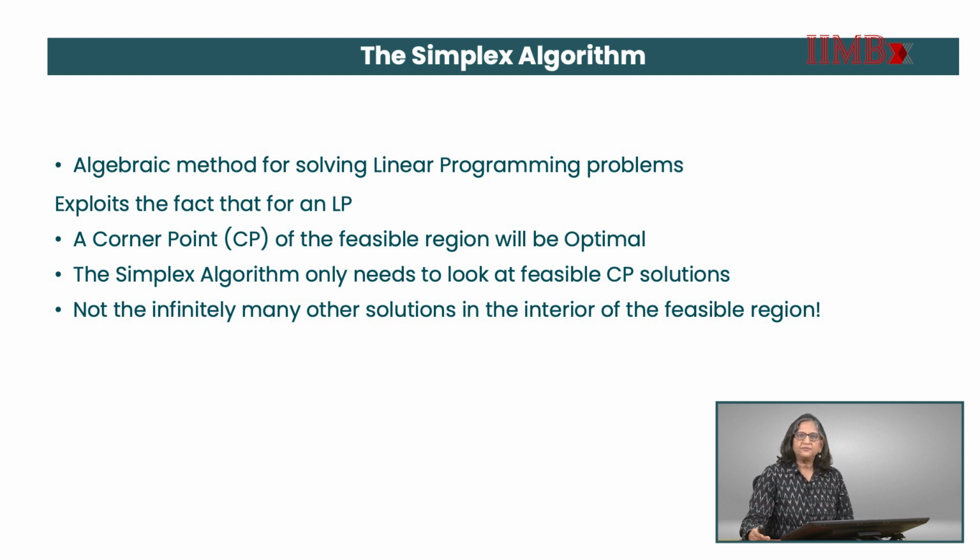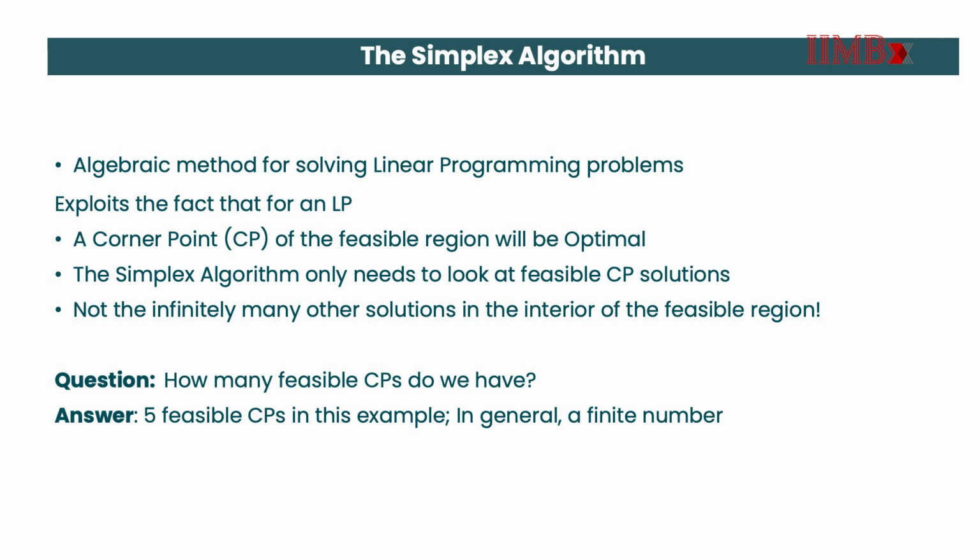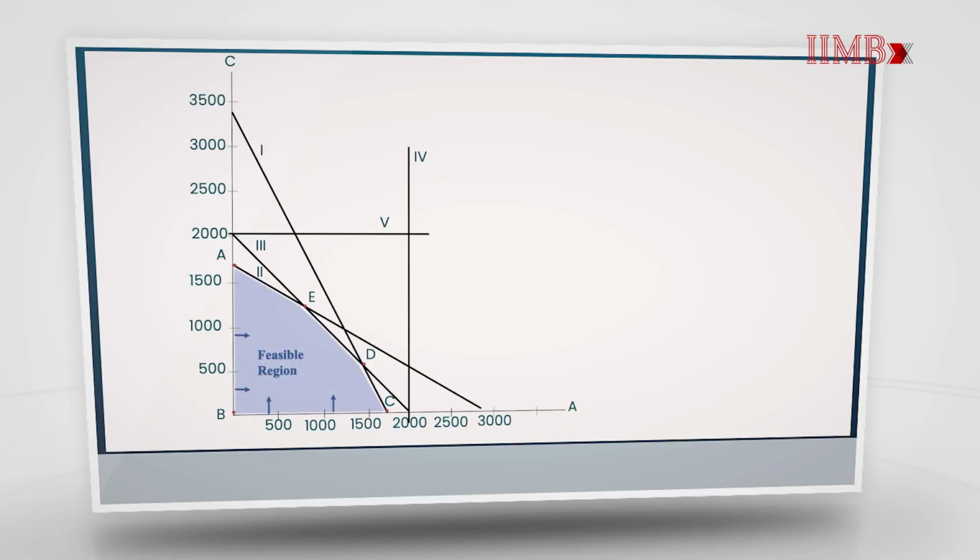So then, if it only has to look at the corner point solutions, how many corner point solutions do we have? In this particular example, we have 5 of them, A, B, C, D, E. But in general, we will have a finite number of them. Let's try to get a sense of what the simplex algorithm does by just using the graph that we have. What the simplex algorithm will do is it will first start at one of the feasible corner points. Let's say we start at the feasible corner point B.